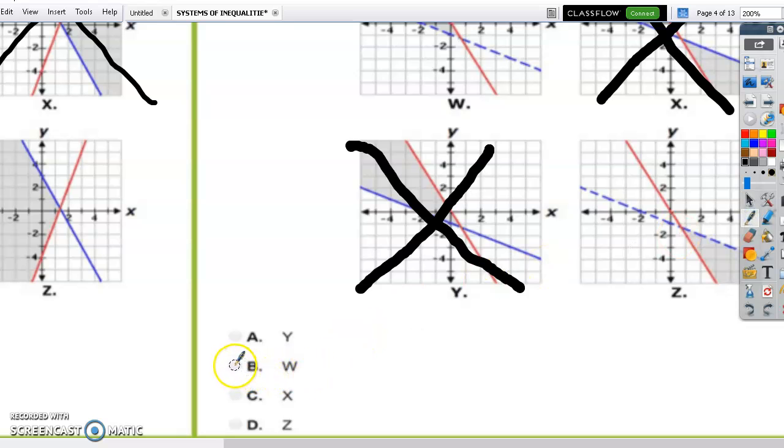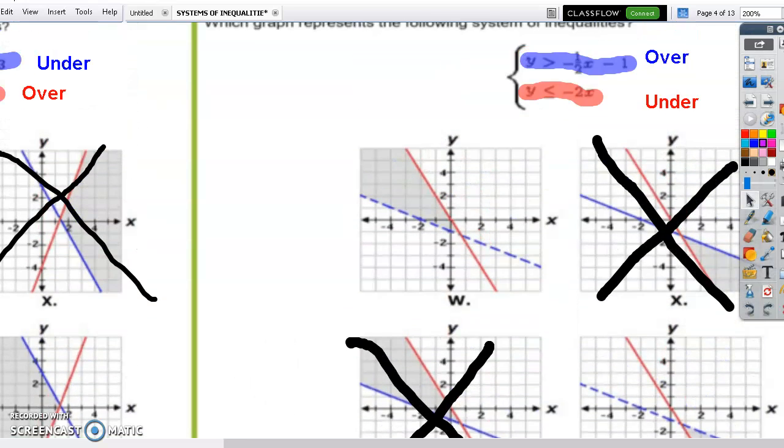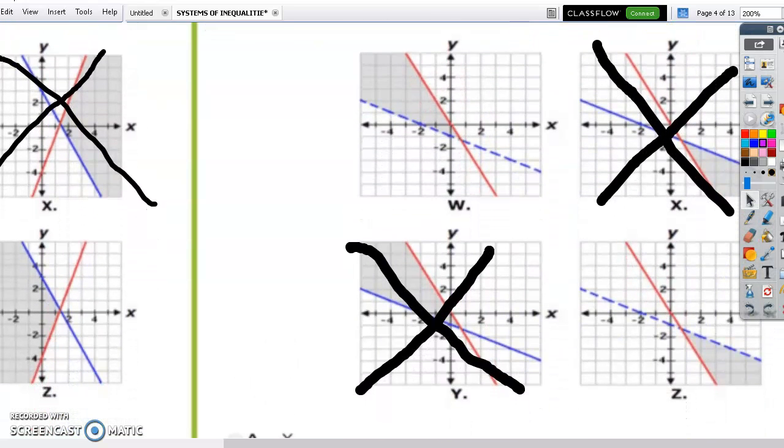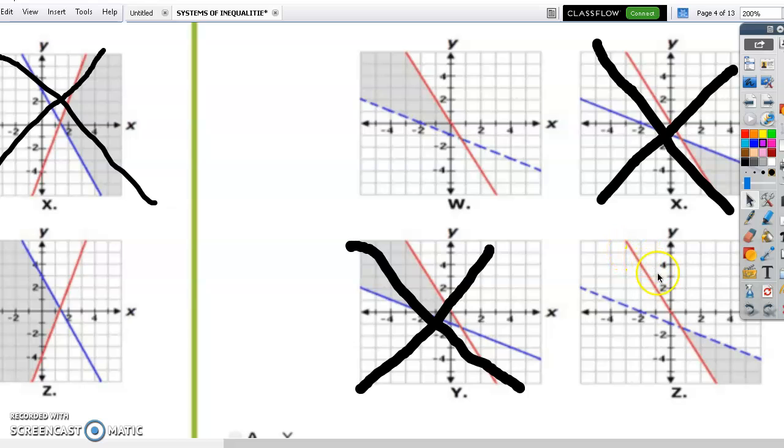Let's see why the last choice wouldn't work. The last choice does not work because if you were to put your right hand over your red line, it's supposed to be shading under it. If you have your right hand over the top here, this shading is over top of your right hand. So that's why you cannot have this graph Z as a solution. So W is the only graph here that works.